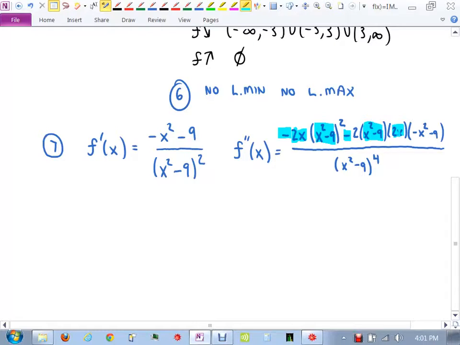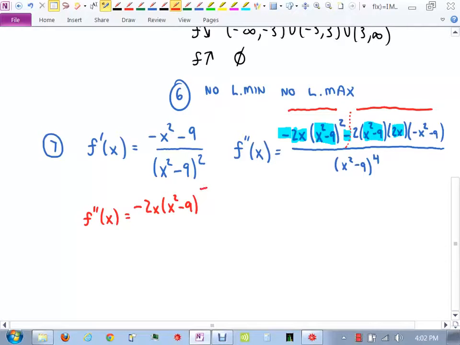So I'm going to pull out of the numerator a negative 2x times x squared minus 9 out of both terms. Now remember, the terms are separated right in here because there's your subtraction. So this is a first term over here, second term's over here. So f double prime of x equals negative 2x times x squared minus 9. That came out, right? That's what I'm pulling out.